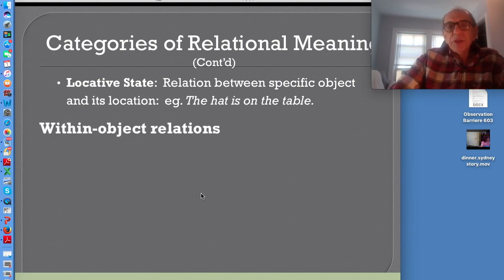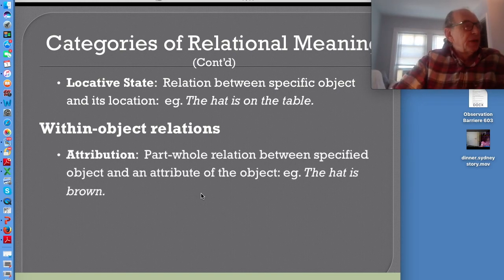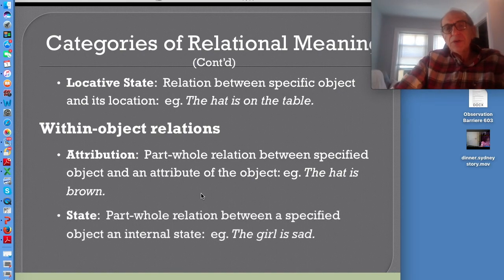Then there are part-whole relationships that we refer to within single objects that are described, and the content as content categories. These include attribution, part-whole relationships. The hat is brown, a relationship between the hat and its color. The hat is large, a relationship between the hat and its size. State relationships, part-whole relationships between a specified object and an internal state. The girl is sad, girl, state of being sad.